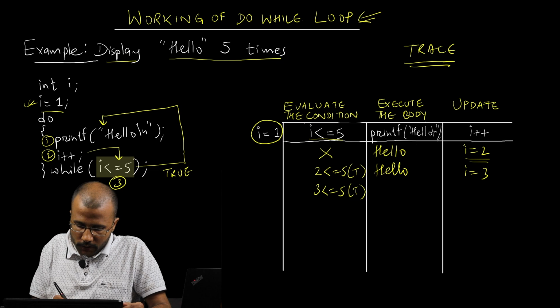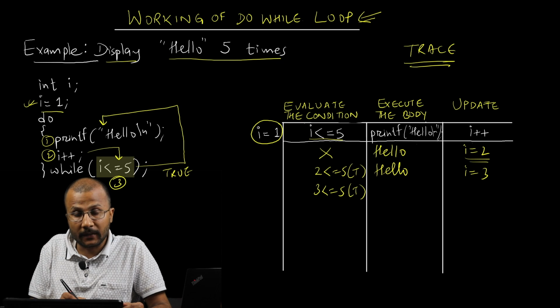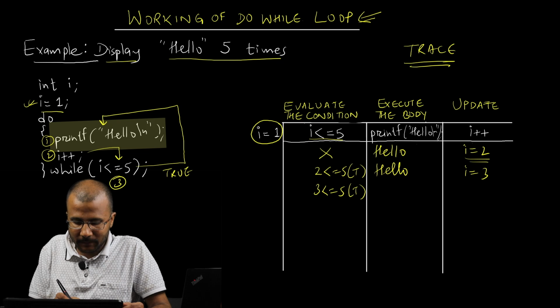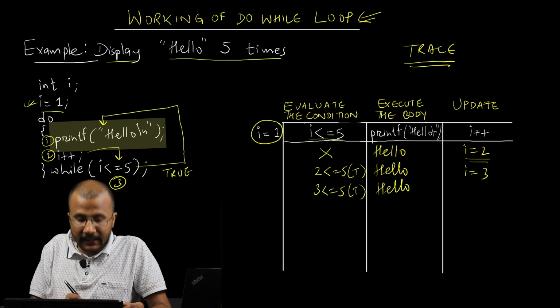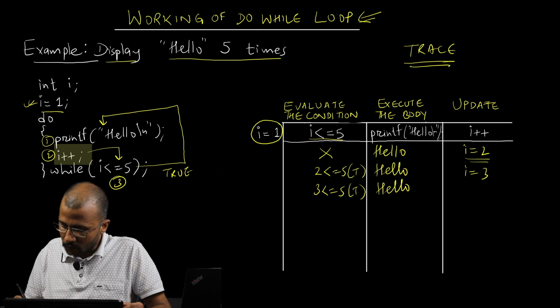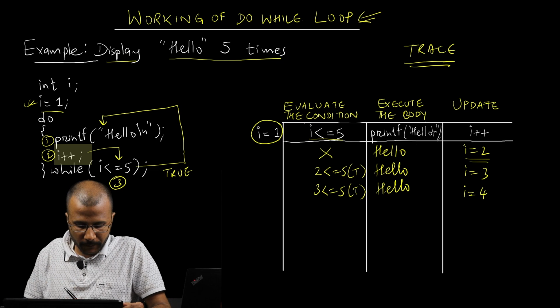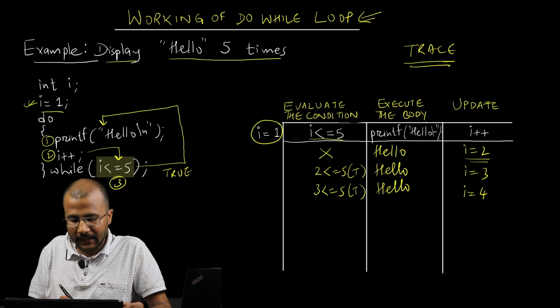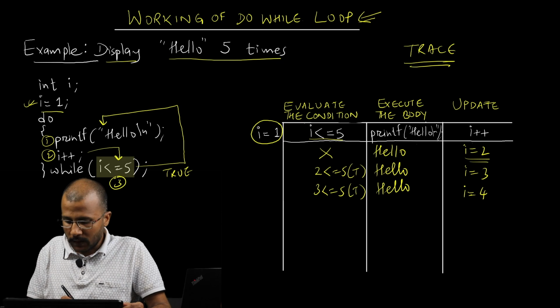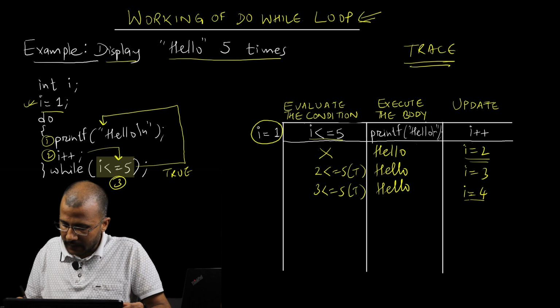This is true. So you again go back and execute the statement in the body. You will encounter the statement printf hello. So you display the message hello on the screen, and then you increment the value of I by 1. So now I becomes 4. Previously it was 3. Now it becomes 4. Then once this is executed, you come to step number 3 and check the condition. What is the condition? I less than equals to 5. I is 4.